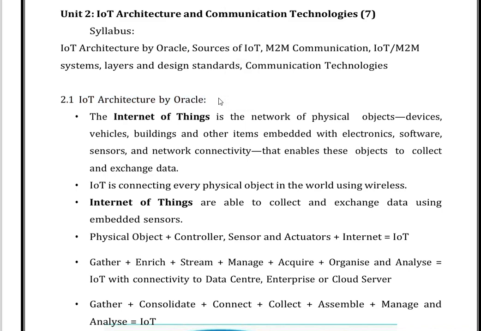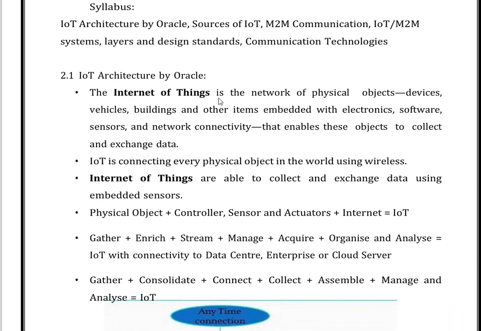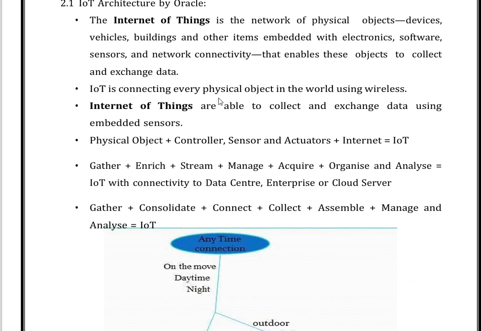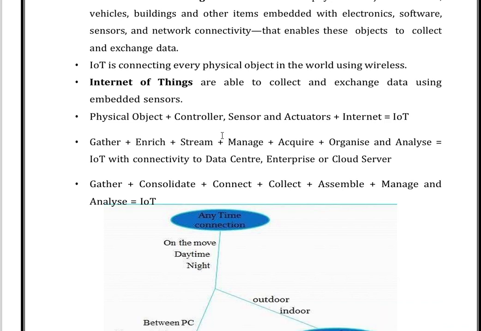The Internet of Things is a network of physical objects, devices, vehicles, buildings, and other items embedded with electronic software, sensors, and network connectivity that enable these objects to collect and exchange data. IoT is connecting every physical object in the world using wireless. So the Internet of Things is able to collect and exchange data using embedded sensors: physical object plus controller, sensor and actuator plus internet is equal to IoT.